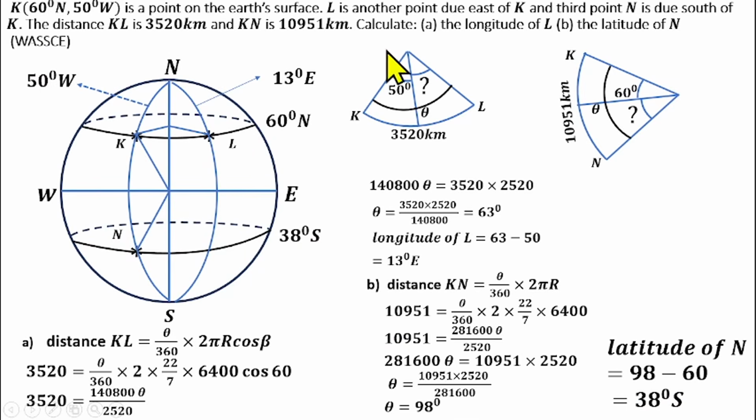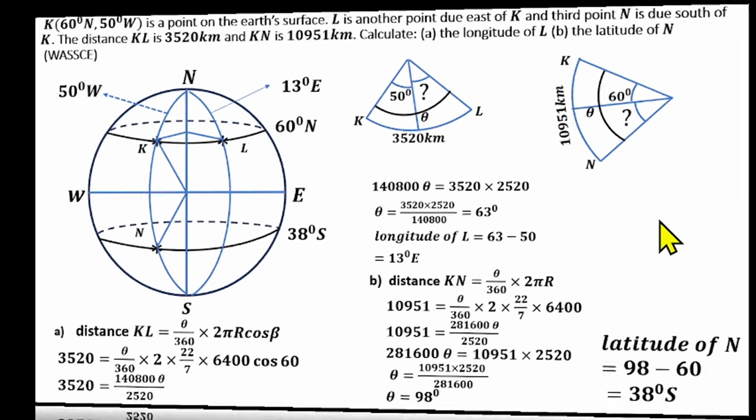So that question was a past question which comprises distance along a great circle and distance along a small circle. These are the questions that we are going to be seeing shortly. There could be a question given to you that comprises both great circle and small circle.